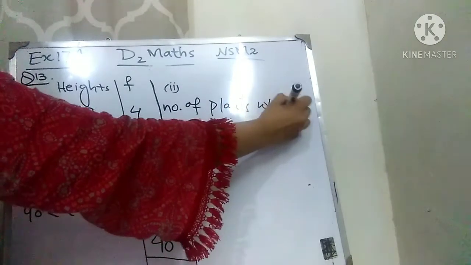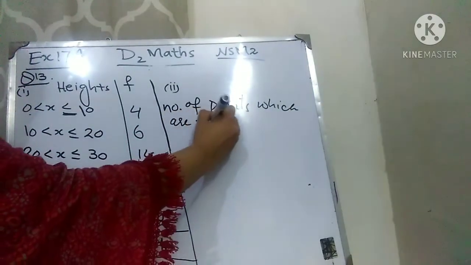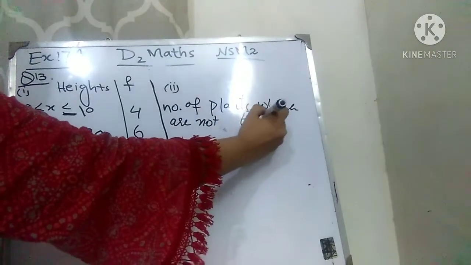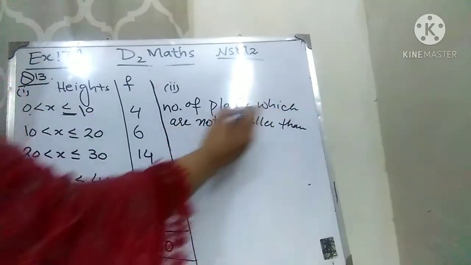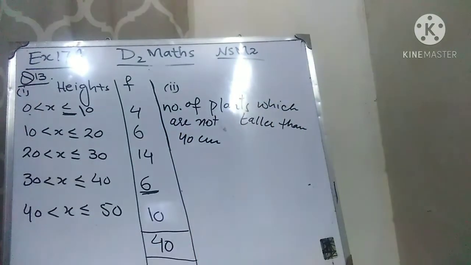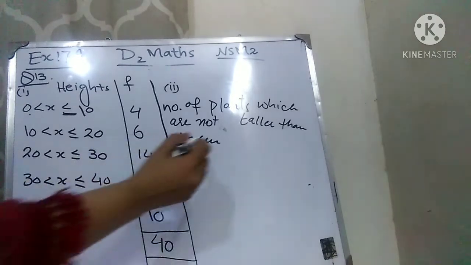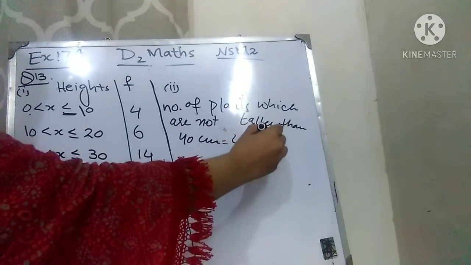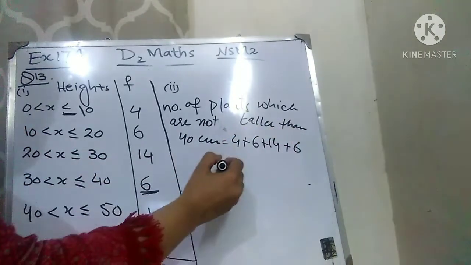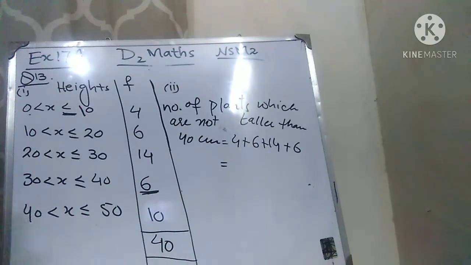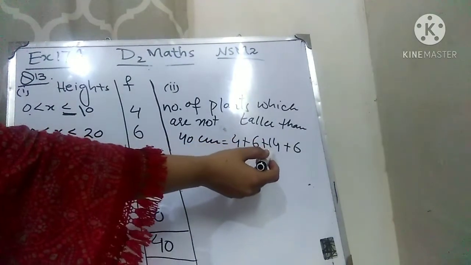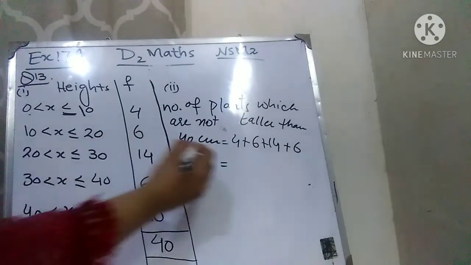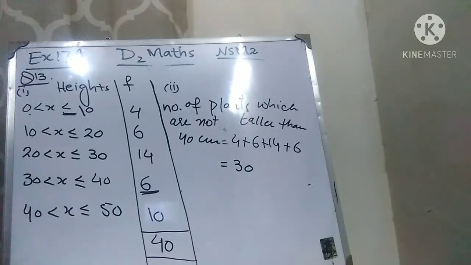which are not taller than 40 centimeters. So you count the plants. You can count the plants 4, 6, 14 and 6. So what you will get? You will add 6 plus 4 is 10, 10 plus 14 is 24, 24 plus 6 is 30. So the plants which are not taller than 40 centimeter are 30.